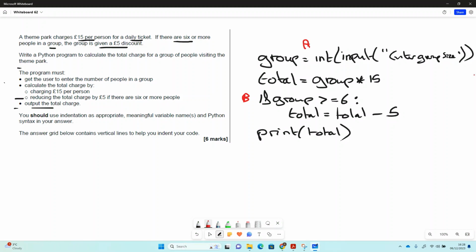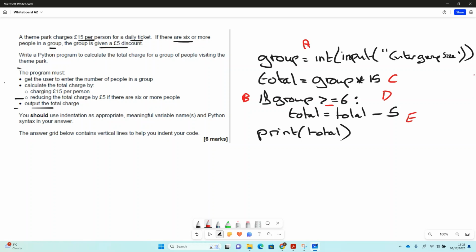If we do the correct multiplication, we get mark C. These are now programming marks, so it has to be correct syntax. Mark D we would get for a correct Boolean condition. So this greater than or equals to here is the Boolean condition. Mark E is for this bit where we take £5 off.